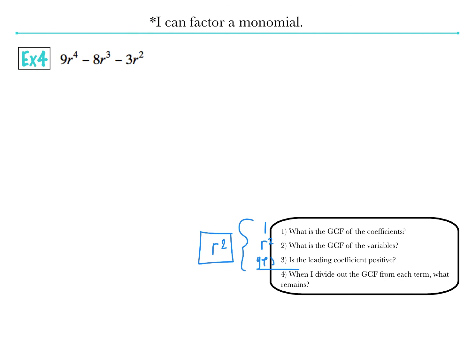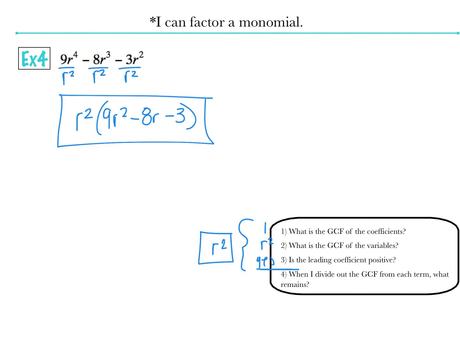All right, so go ahead and pause the video and finish factoring. All right, so hopefully once you took that r squared out, you were left with 9r squared minus 8r minus 3. And remember, I can always distribute it back out to see if I factored it correctly.